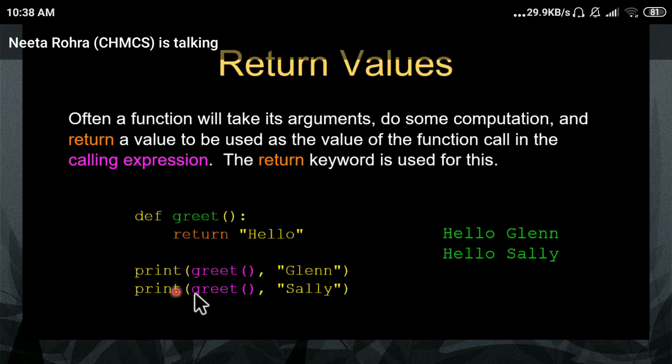Again, the next statement, print. Again, give a call to the greet function. Control goes to greet, returns, comes back over here, prints the value, and prints the other parameter. So you have the output as hello Sally. The control flow is okay.